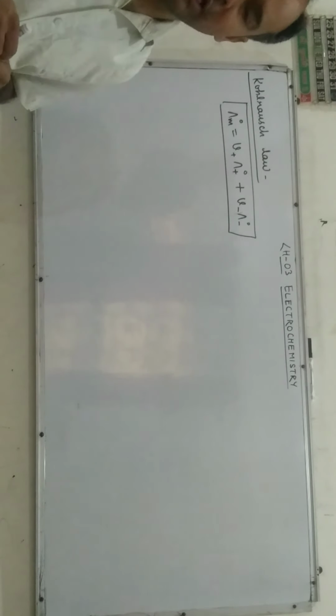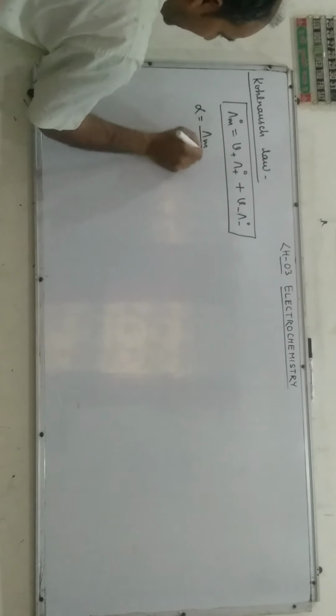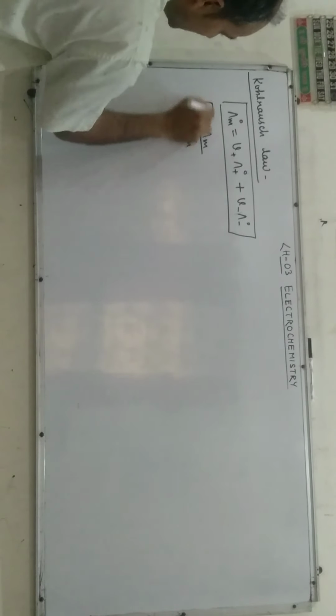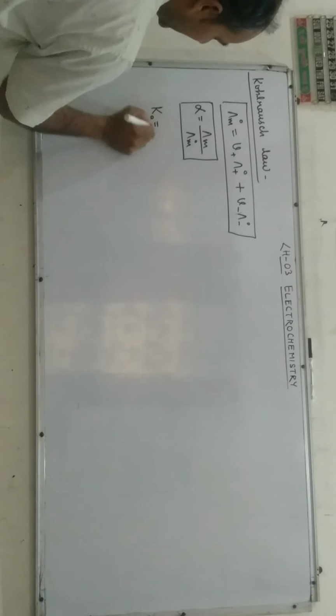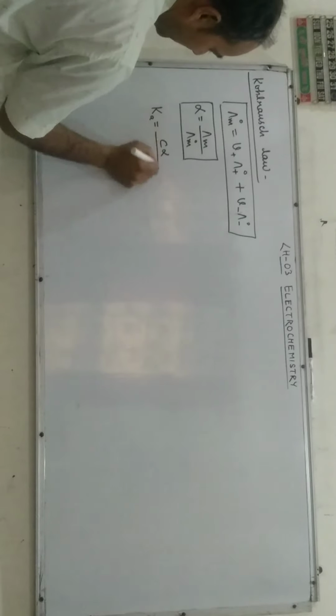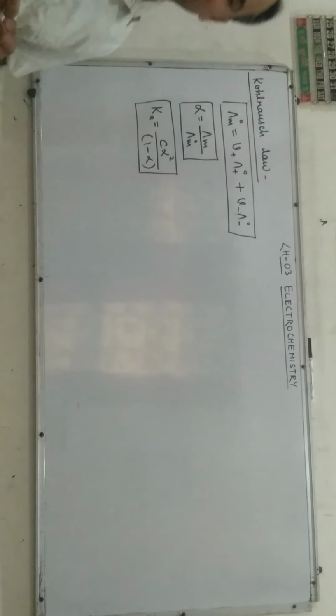Now let us discuss the application of Kohlrausch law. Kohlrausch law is very helpful to calculate the molar conductivity at infinite dilution for weak electrolyte. It is also helpful to calculate degree of dissociation, that is alpha is equal to lambda m upon lambda m naught. It is also helpful to calculate dissociation constant, that is Ka is equal to C alpha square upon 1 minus alpha.